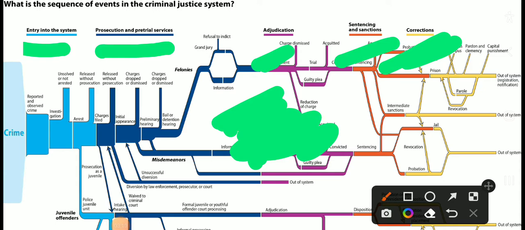What is parole? A conditional release of a prisoner serving an indeterminate or unexpired sentence. This is parole.